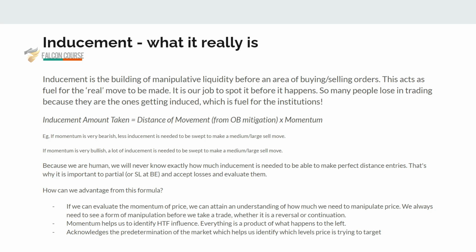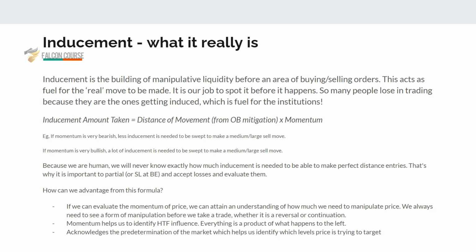So how can we take advantage of this formula? If we can evaluate the momentum of price, we can attain an understanding of how much we need to manipulate it. Like I said, momentum and inducement go hand in hand. We don't need to take out as much inducement if we have a heavy bearish momentum and we're looking for a sell, for example. Same thing with buyers and bullish momentum.